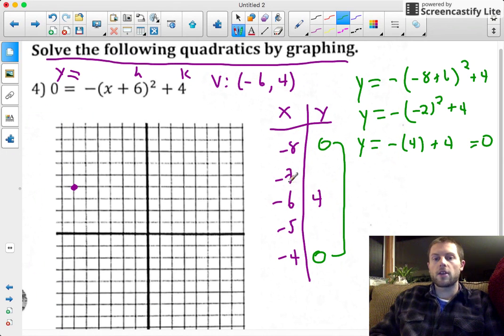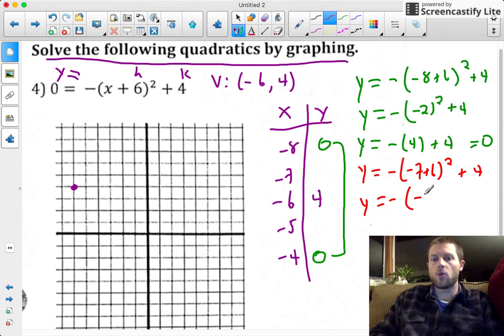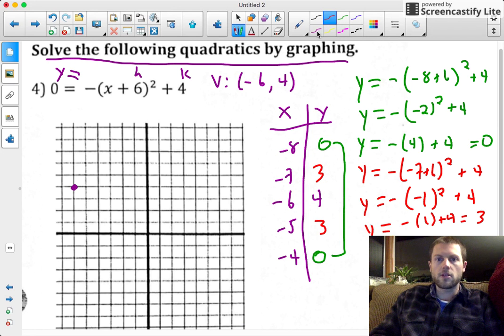Let's try the next one, negative 7. So y is going to equal negative (negative 7 plus 6) squared plus 4. Or y is going to equal negative of, this becomes negative 1 squared plus 4. So y is going to equal negative 1 plus 4, and that looks like that's going to come out to be a positive 3. So we'll plug in a 3 here and a 3 here. And let's plot the rest of these points.